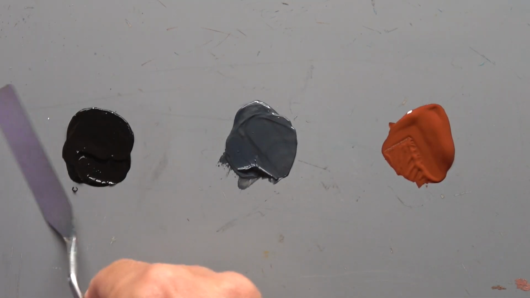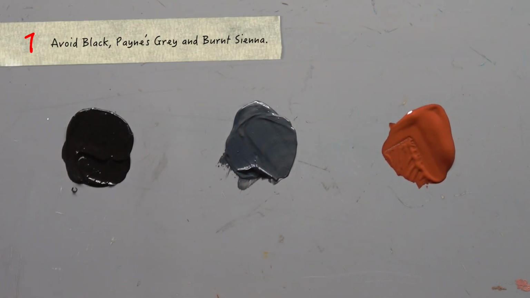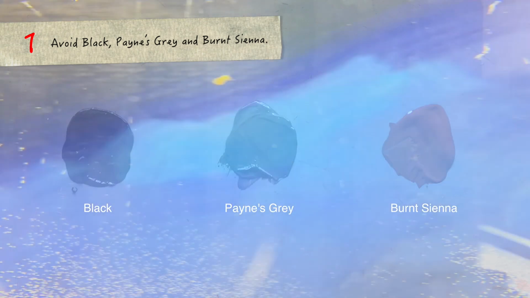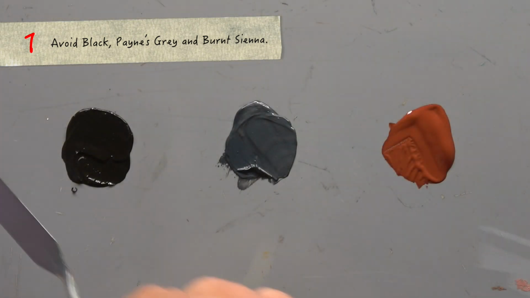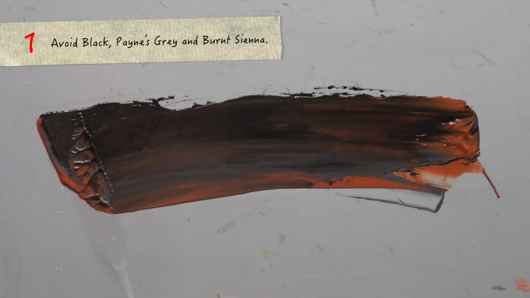So the first tip is when you're beginning to paint, avoid using black, Payne's grey and burnt sienna. These 3 colors are often overused in the darks and they tend to creep out into the mid values where most of your vibrant color is usually found. If you're having trouble with muddy color, simply remove these colors from your palette.